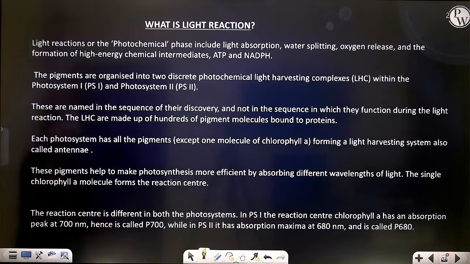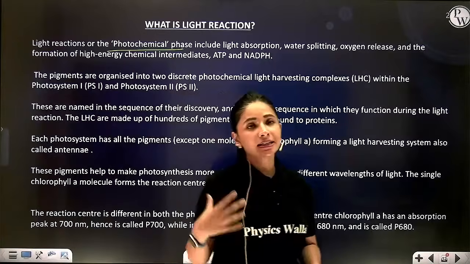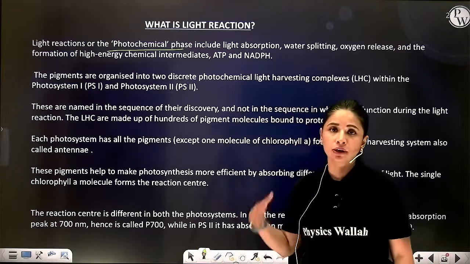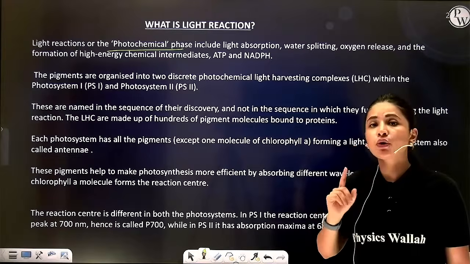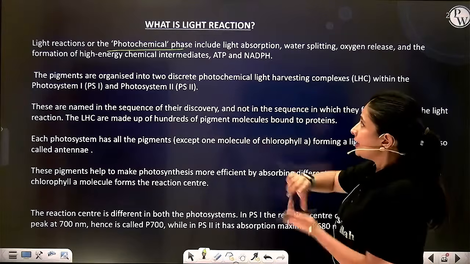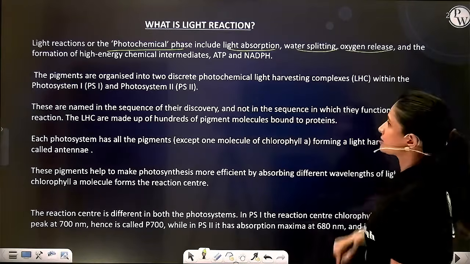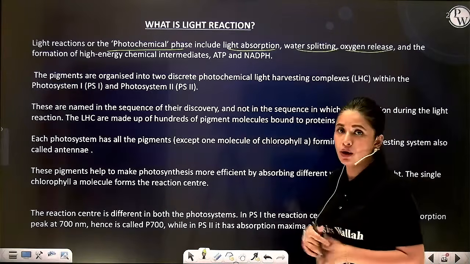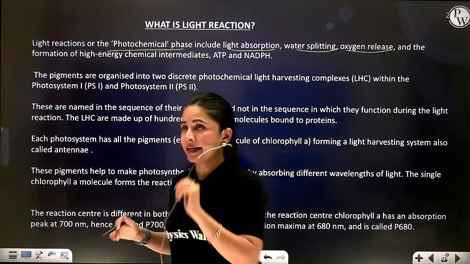First, light reaction, also known as photochemical phase, because in this phase light is involved. So the other name for light reaction is photochemical phase, and it includes absorption of light, water splitting, oxygen release. All these steps you will know when I teach you the details of light reaction. Correct?